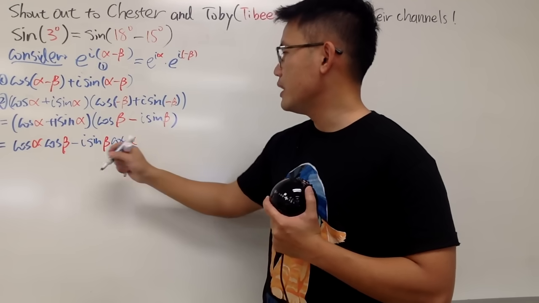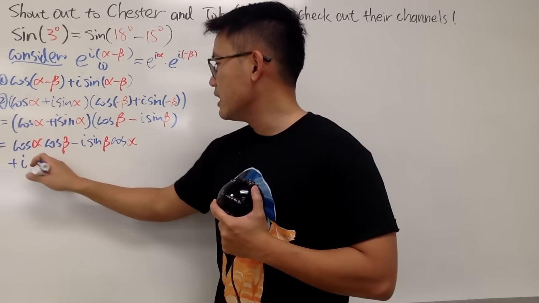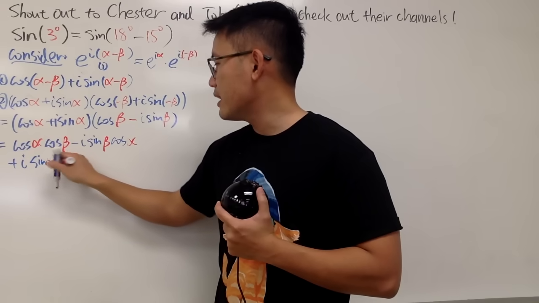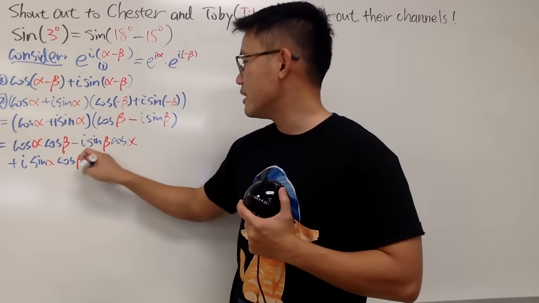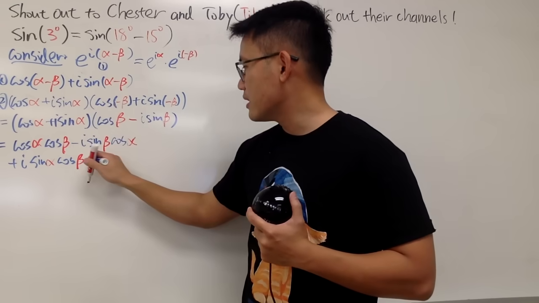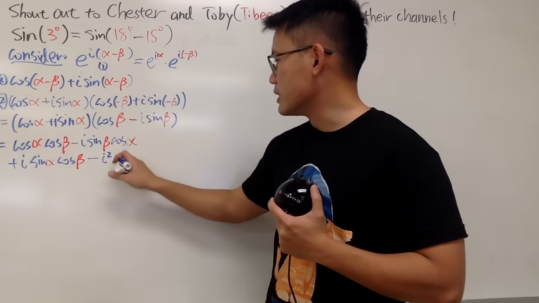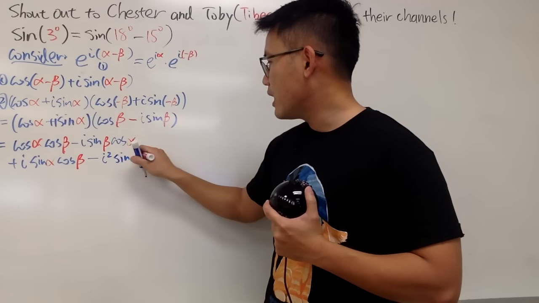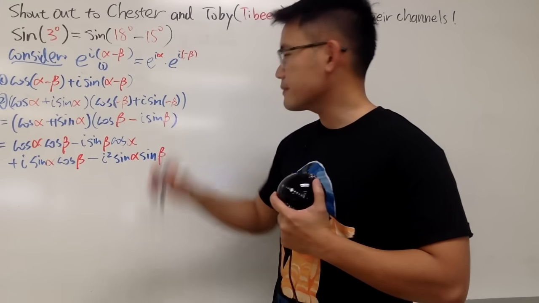And then we will have this times that. I will put it down here, which is plus i sine alpha, and then cosine beta. And then this times that. Negative times a positive is negative, and then i times i is i squared. And then this times that is just sine alpha times sine beta. So this is what we have.